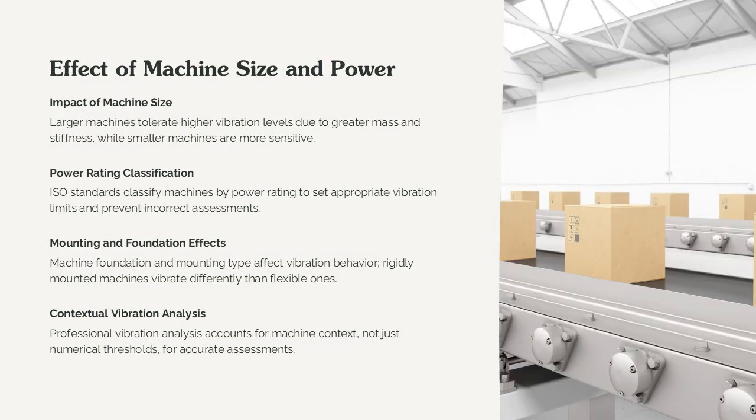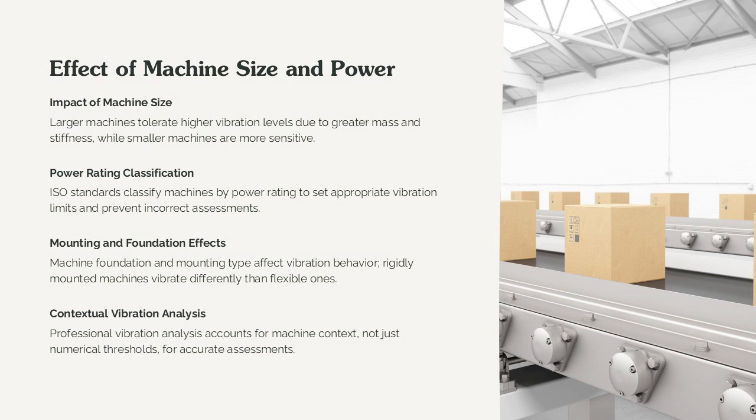Machine size and power have a significant influence on acceptable vibration levels. Larger machines generally tolerate higher absolute vibration levels due to greater mass and structural stiffness, while smaller machines are more sensitive to vibration. This is why ISO standards classify machines by power rating. For example, a vibration level considered acceptable for a 100 kW motor may be unacceptable for a 5 kW motor operating at the same speed. Applying a single vibration limit across all machines can therefore result in incorrect assessments.